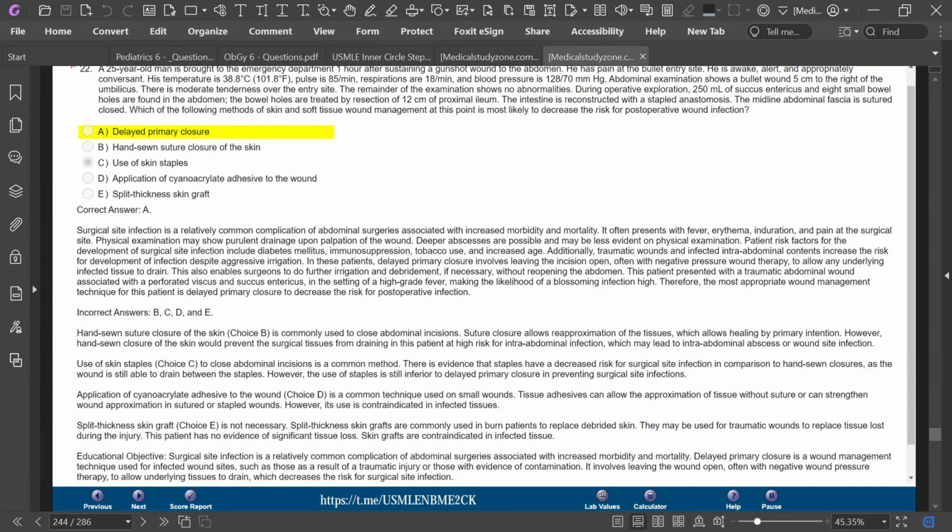You don't need the tubes for that. It says it's needed for big abdominal surgeries, when you open a lot of the abdomen. Just leave it so it drains by itself, not with the tubes. Let me see if I can find the picture. Delayed primary closure.